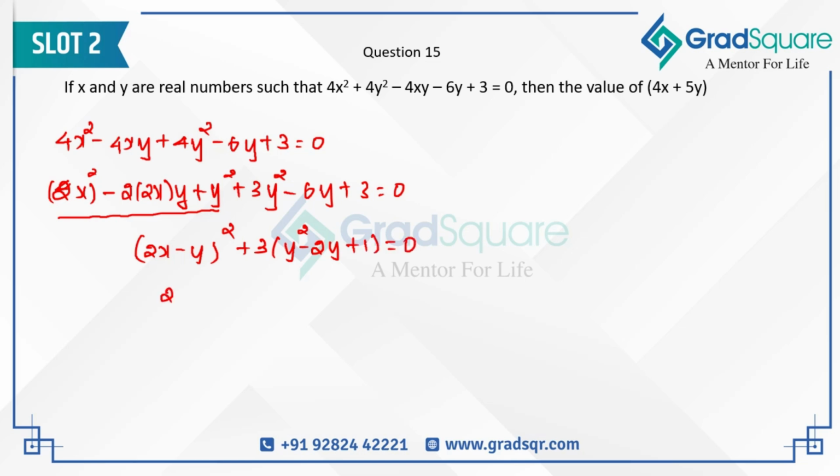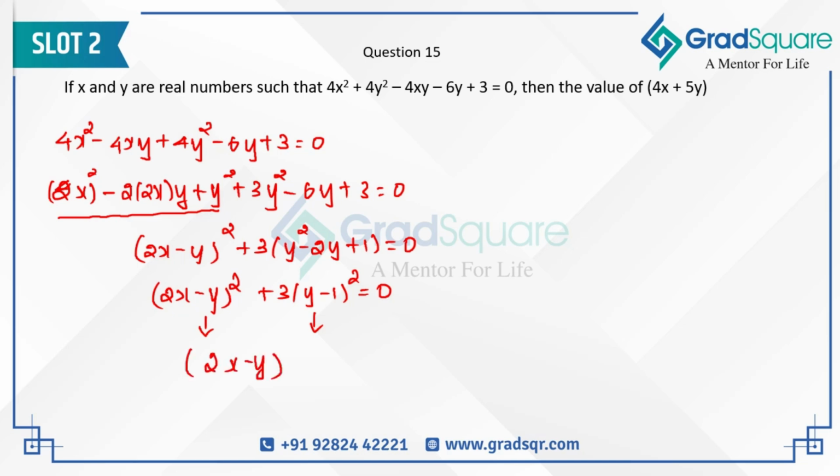Now (2x − y)² + 3(y − 1)². In this equation, this is a perfect square, and 3 multiplied by a perfect square, and the sum of these two expressions should be equal to 0. So there is only one possible way of achieving a 0. That means individually they should be equal to 0.